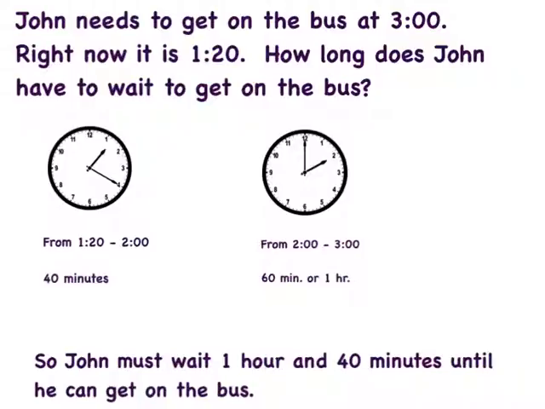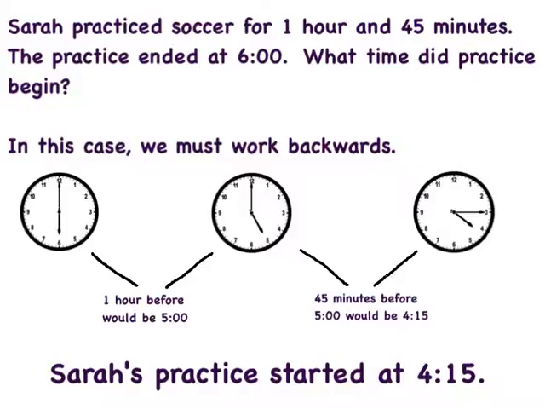And then from 2 o'clock all the way around till 3 o'clock, we would have another 60 minutes or 1 hour. So now we need to combine our 40 minutes and our hour. So John must wait 1 hour and 40 minutes until he can get on the bus.